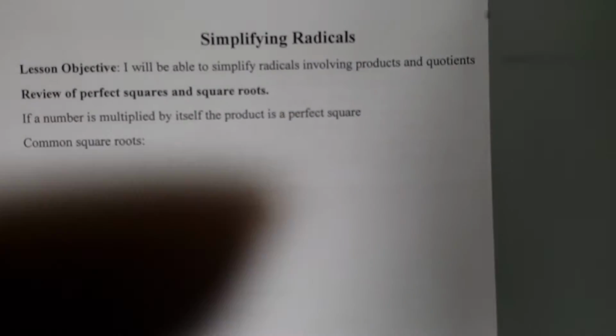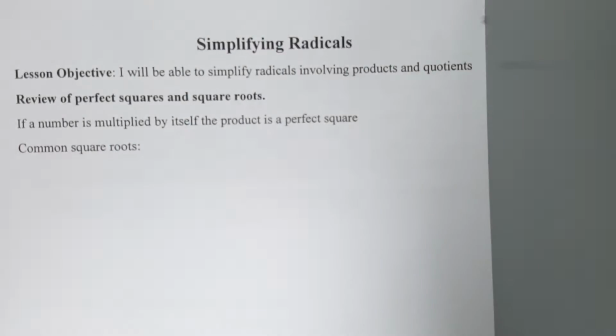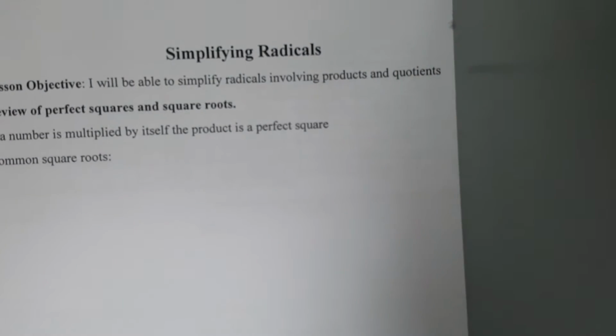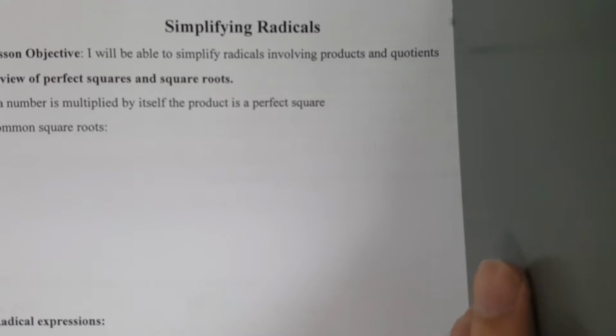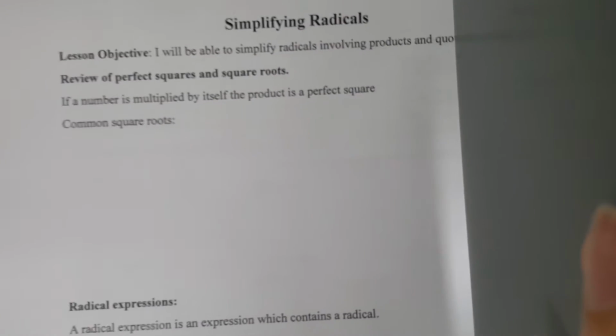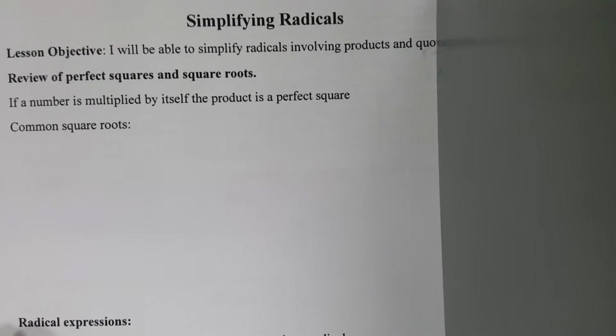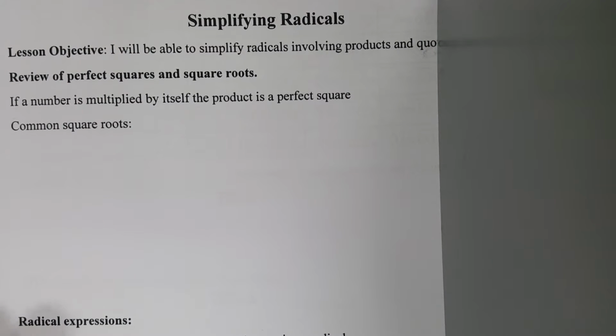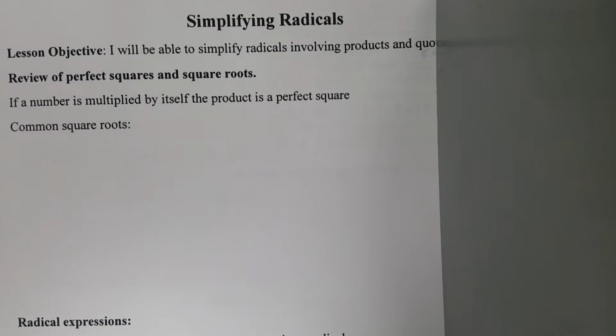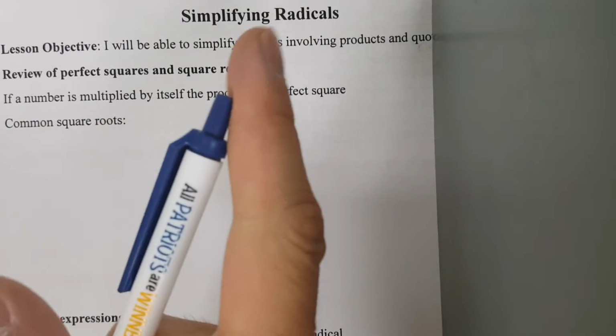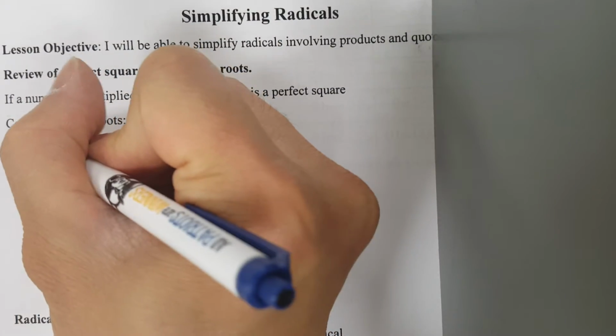Okay, so we are going to talk about simplifying radicals today. So we're just going to go ahead and review square roots before we start this discussion. So remember, a number multiplied by itself is a perfect square. So let's talk about common square roots.